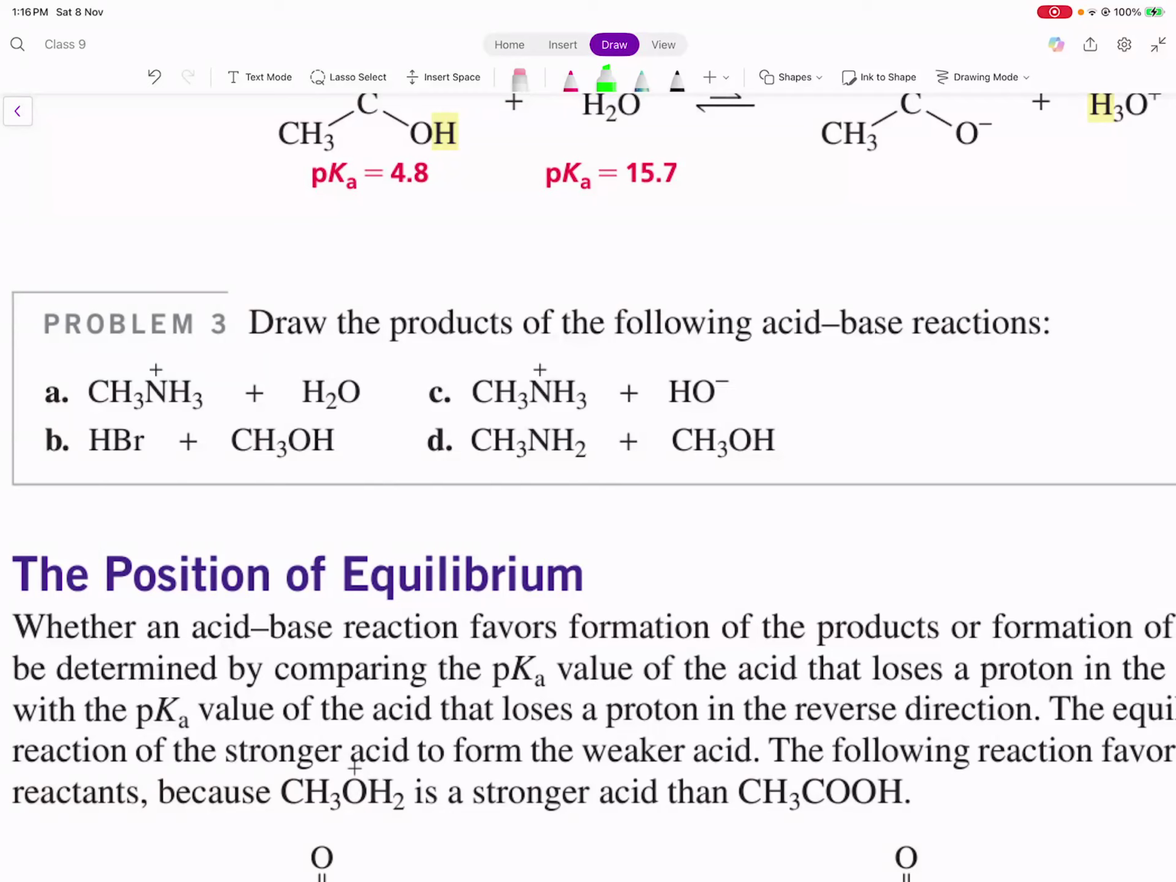Sanchita, in the second one, it will be CH3NH2 minus, right? See, if the left hand side has -1 charge, the right hand side will also have the same charge. Okay. CH3OH. Okay, C is correct. D is also correct.